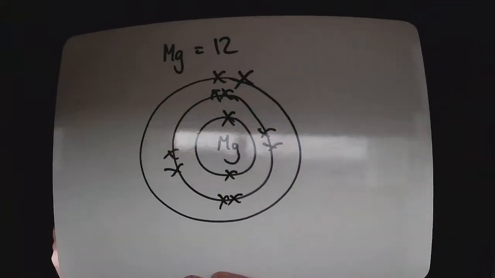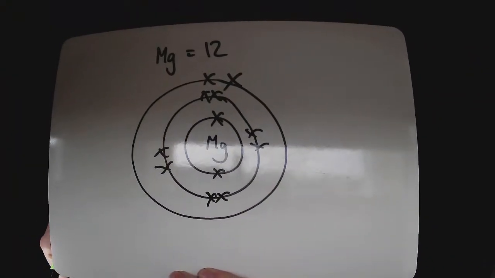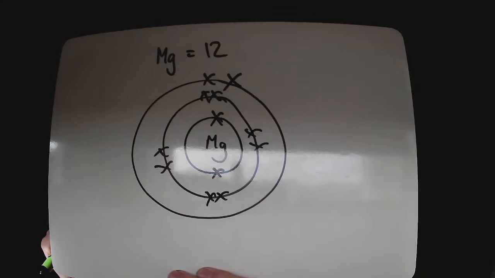If we're asked to work out the electronic structure of something, look at the periodic table and find the atomic number. Let's just do magnesium, for example. That's got an atomic number of 12. In the first shell will be 2 electrons. The second shell can hold up to 8, so all 8 go in there, and then our third shell has 2 electrons. That shows us our electronic structure for magnesium.